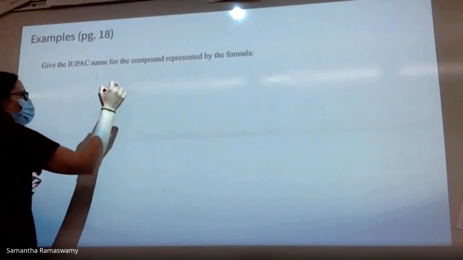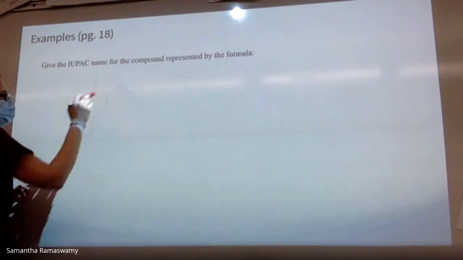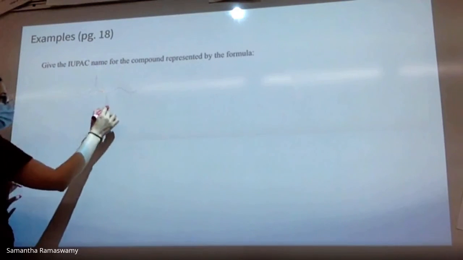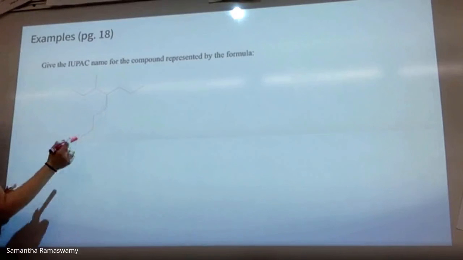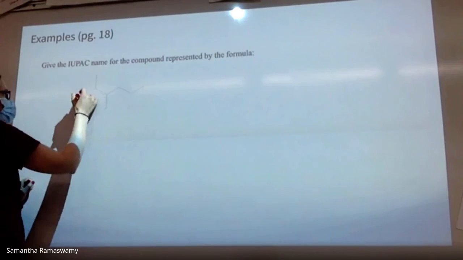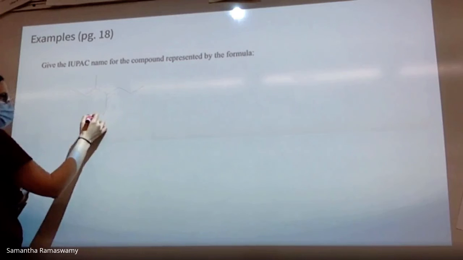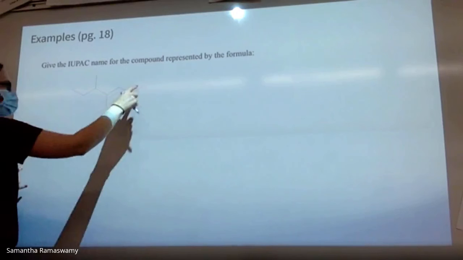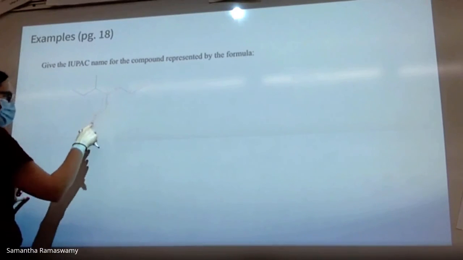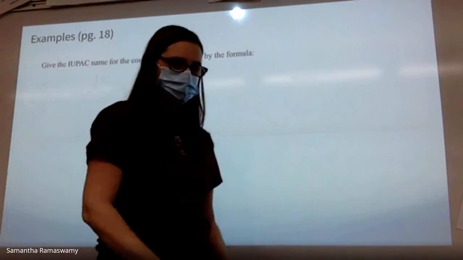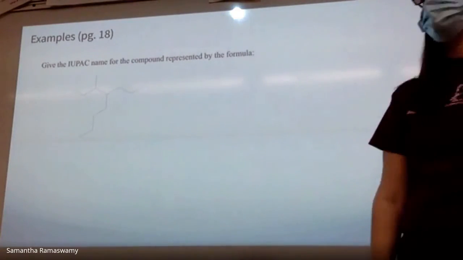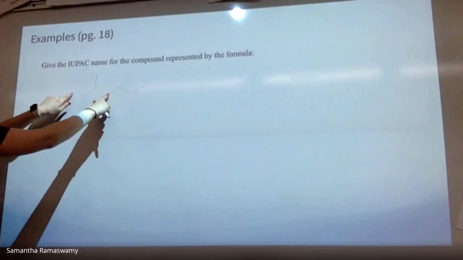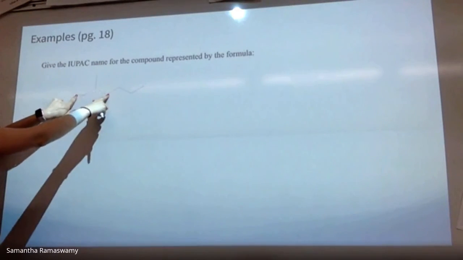So 1, 2, 3, 4, 5, 6, 7. So there's 7 if I go straight across. 1, 2, 3, 4, 5, 6, 7. Or what if I go 1, 2, 3, 4, 5, 6, 7, 8? So I see a long chain of 8 carbons. Now, if I start this way and number, that's going to give me this weird looking substituent.